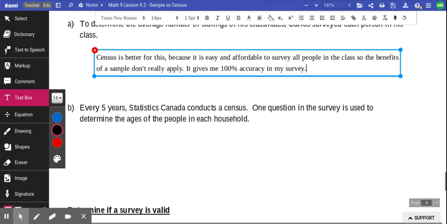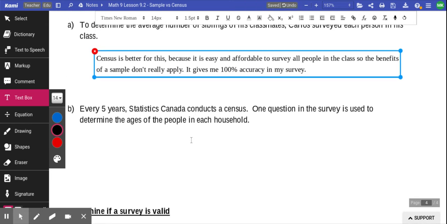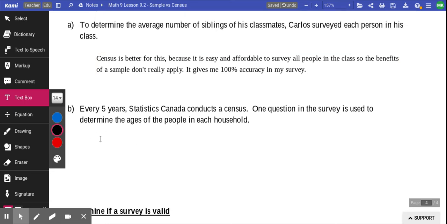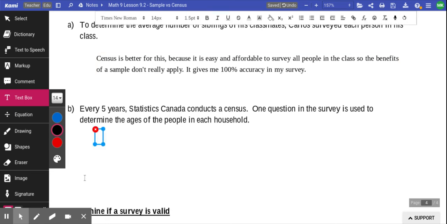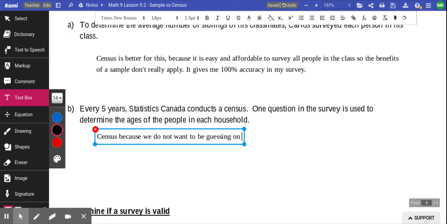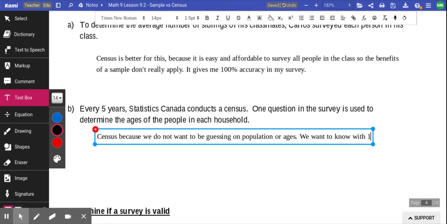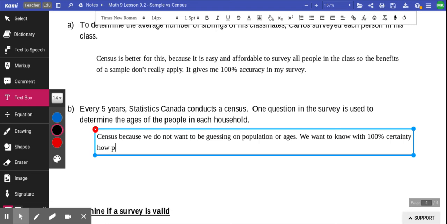Part B. Every 5 years, Statistics Canada conducts a census. One question in the survey is used to determine the ages of the people in each household. This is actually quite expensive, but this is a census because we do not want to be guessing on populations or ages. We want to know with 100% certainty how many people live in each home and how old they are.